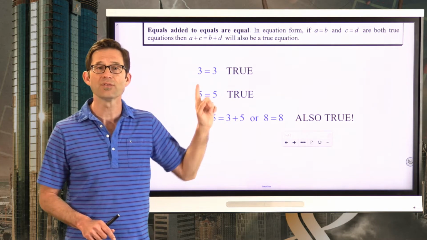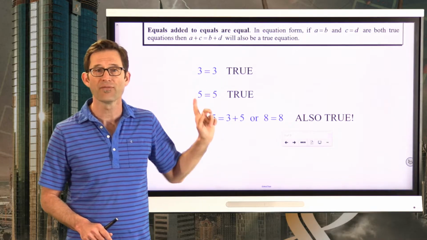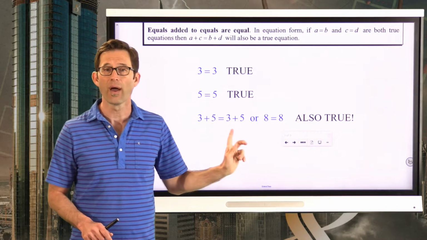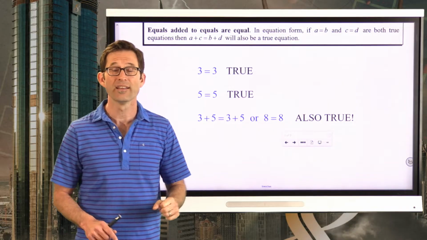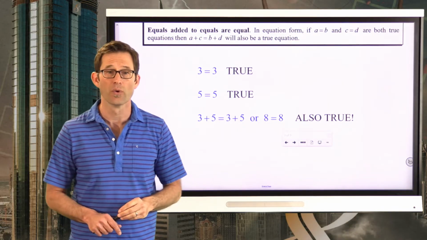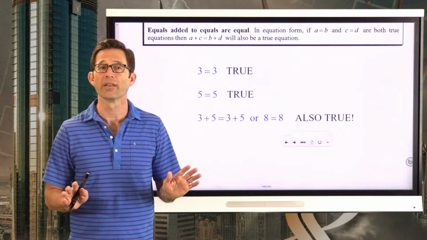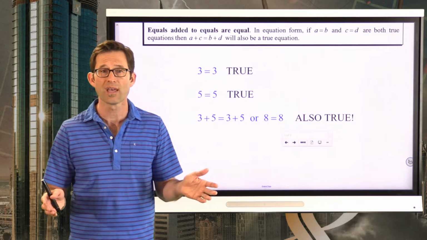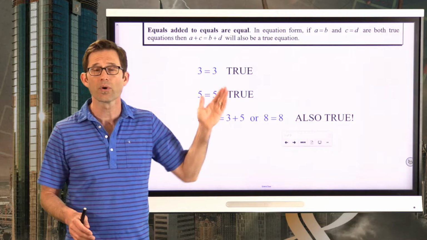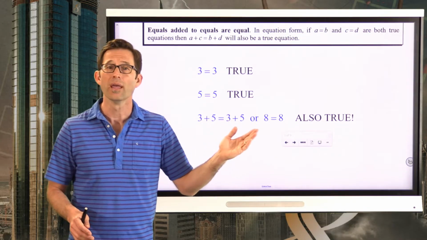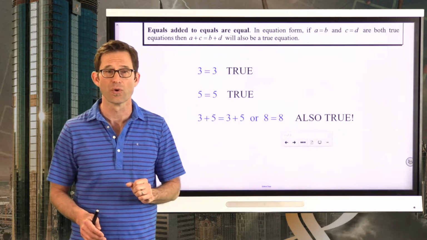And if I add these two equations together, adding the left to the left and the right to the right, I get 8 equals 8. And surprise, that's also a true equation. And that's all the principle of the additive property of equality says. If I've got two true equations and I add them together, it will produce another equation that's true.